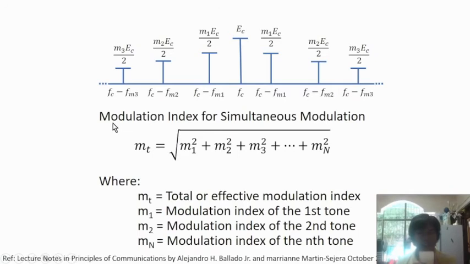The formula for the modulation index for simultaneous modulation is represented by m sub t equals the square root of m sub 1 squared plus m sub 2 squared plus m sub 3 squared and so on up till m sub n squared, where m sub t represents the total or effective modulation index, m sub 1 represents the modulation index of the first tone, m sub 2 represents the modulation index of the second tone, and m sub n represents the modulation index of the nth tone.